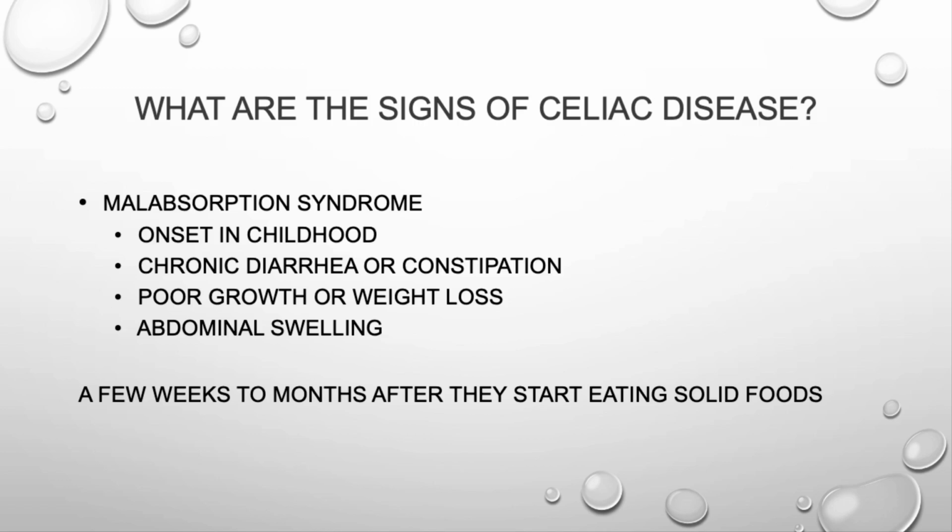So, what are the signs? What happens if your child has celiac disease? Typically that happens after your child is starting with regular food, so after a year of age. It can manifest by constipation, chronic diarrhea, problems with growth, or unexplained weight loss, and oftentimes you may see abdominal swelling, so the belly could be very, very enlarged.